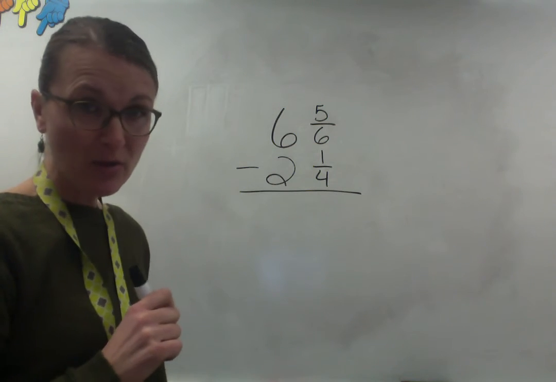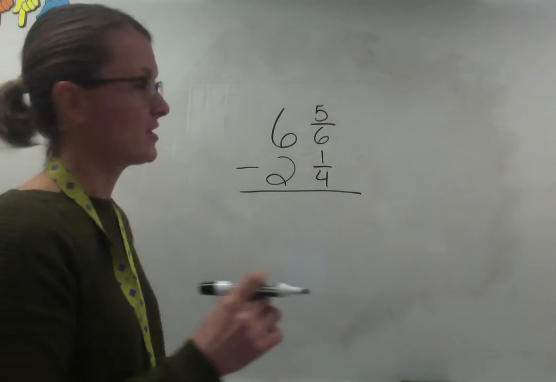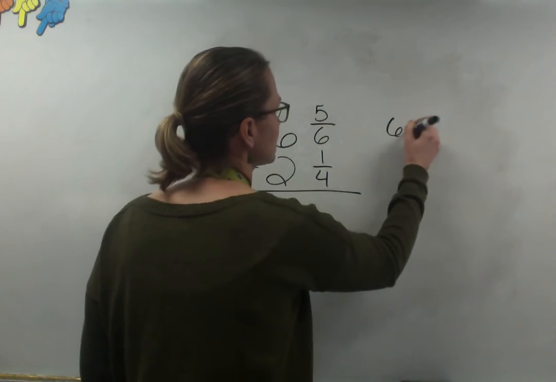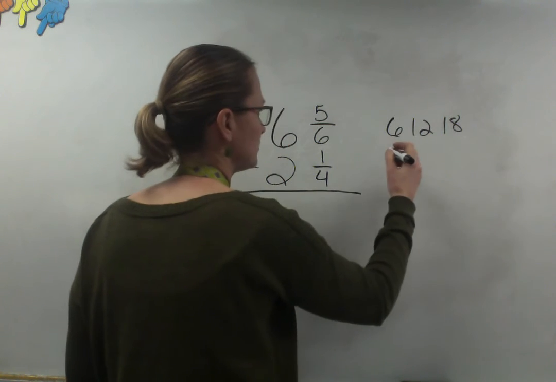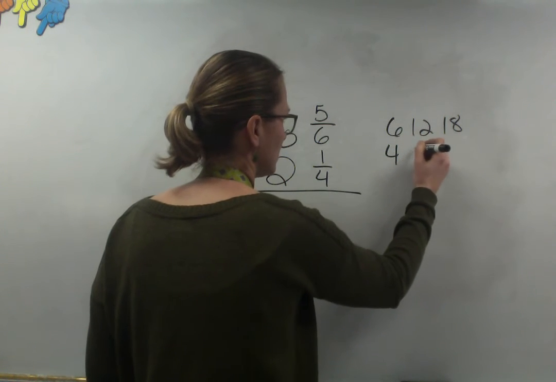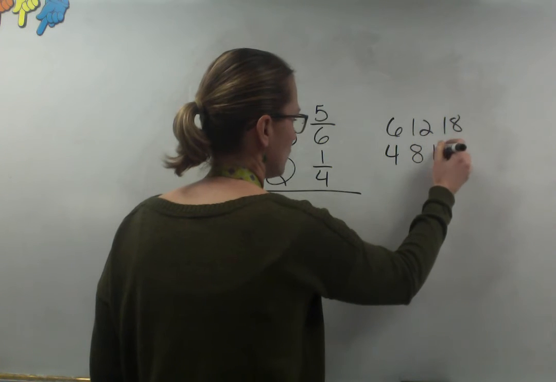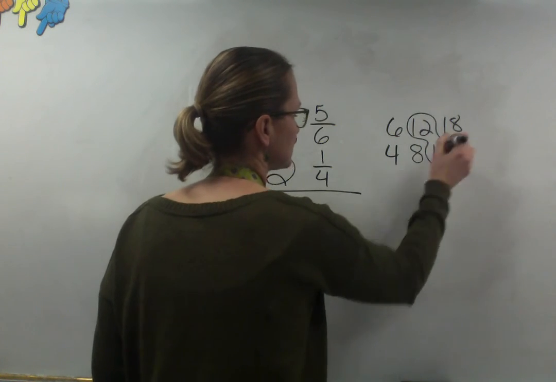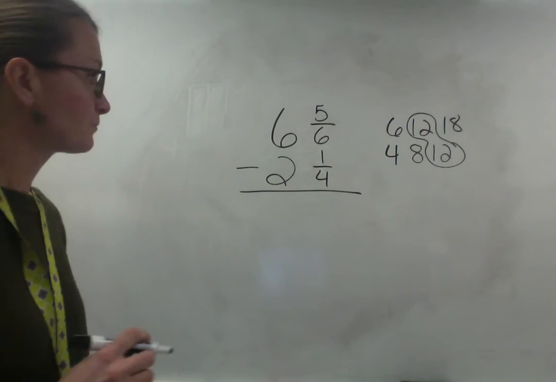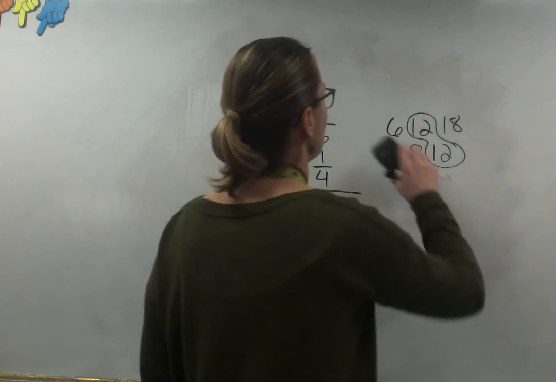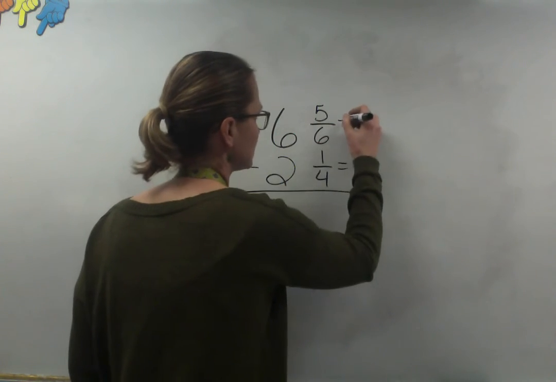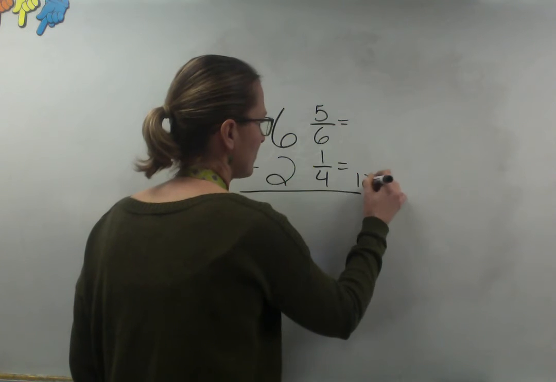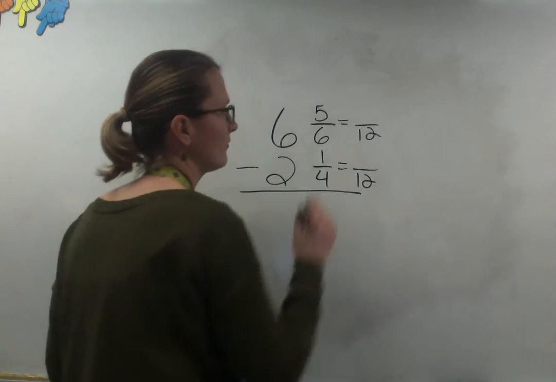So I need to find my multiples to figure out what the smallest number they share is. So it goes 6, 12, 18. I'm going to stop there and do a few for 4. 4, 8, 12. Oh, there it is. The smallest number they share is 12. So I can change them both so that they have a denominator of 12. And I'm going to do it right here since I'm changing both of them. So they both have to have a denominator of 12.